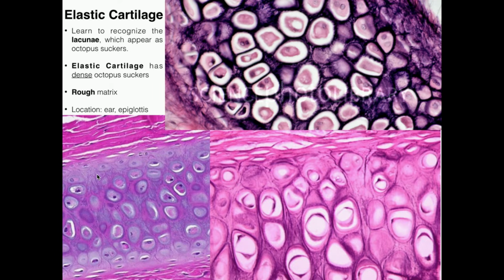All right. Now, in terms of the location, we have elastic cartilage in both the ear and the epiglottis. We won't be looking at the epiglottis until Anatomy and Physiology 2, but you can obviously feel your ears. You hopefully know your ears are made of cartilage, but the specific type is elastic. And if you get confused, think E for elastic, E for ear, and epiglottis. All right. The key with elastic cartilage is we have the lacunae with the chondrocytes, and the matrix is rough.